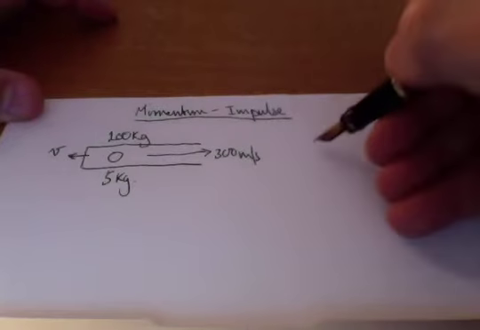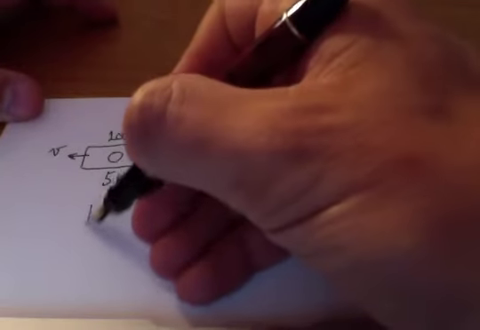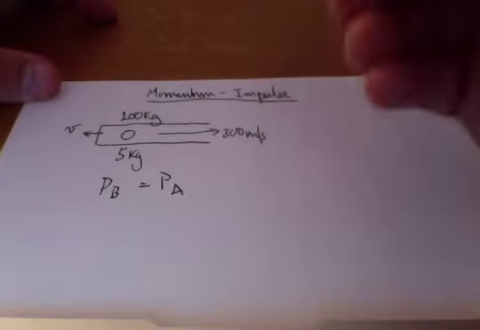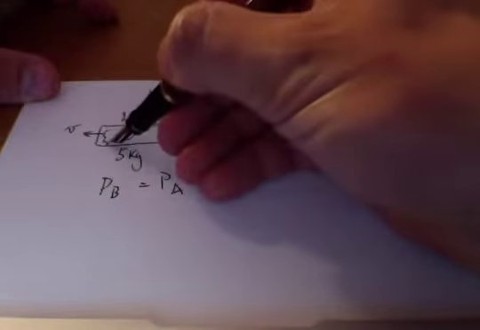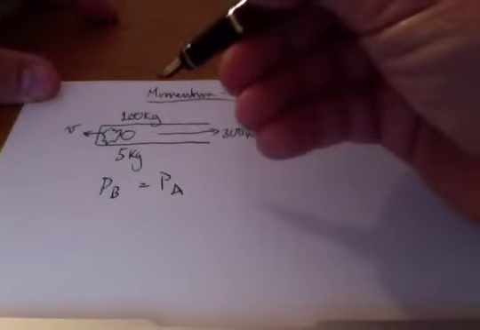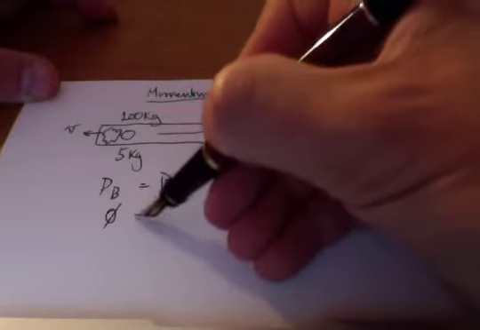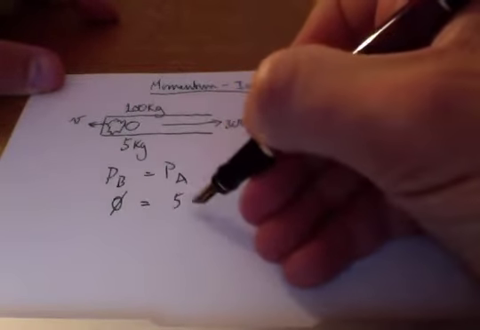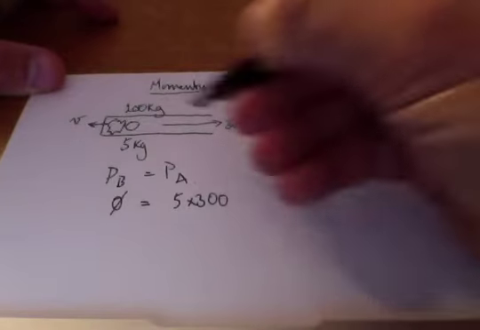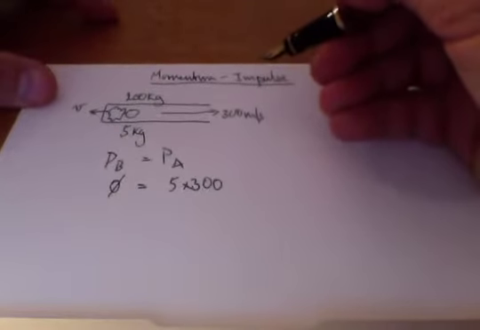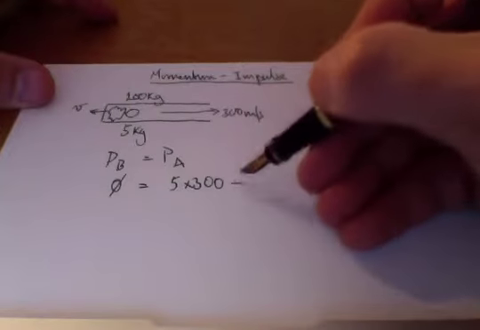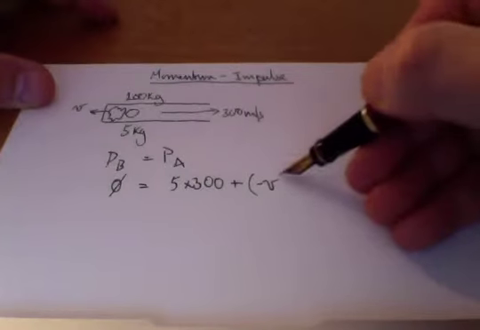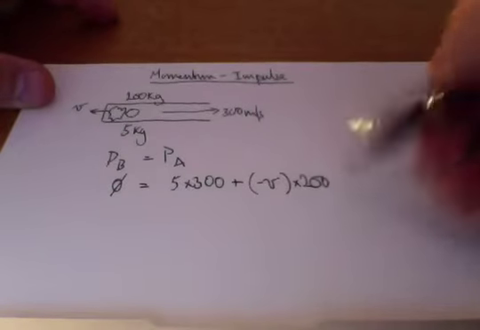What we do is we say that the momentum before the collision is equal to the momentum after the collision. Interestingly enough here, before the explosion takes place that propels the cannonball out, there is no momentum at all. And after the collision, we have the cannonball going in one direction, 5 times 300, because it's 5 kilograms and 300 meters per second. And then we have the cannon moving in the opposite direction, minus v times 200.